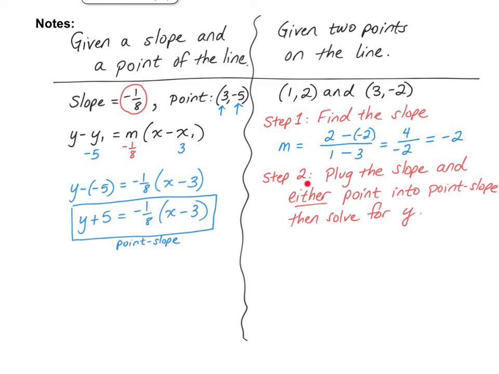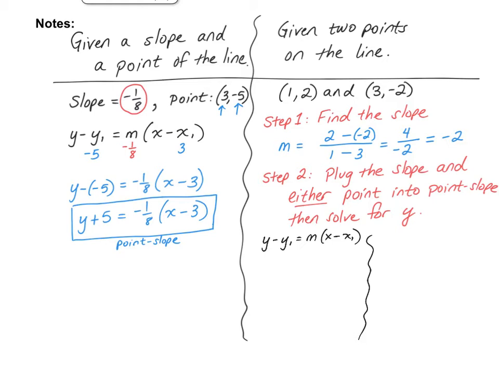Step 2 is to plug the slope that we just found and either point into the point-slope formula. You can choose if you want to use (1, 2) or (3, -2), and then solve for y. A lot of students think, wait a second, it doesn't really matter which point you choose, and I'm telling you, no, it doesn't. I'm going to go ahead and show it to you both ways. So let's write our formula down. It's y minus y1 equals m times x minus x1.